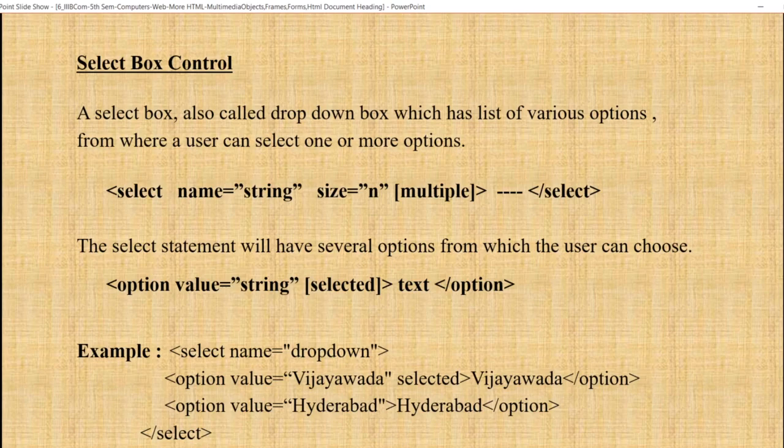drop down. Option value equals to Vijayawada, selected. This selected indicates the text that appears on a drop box. If you place selected in Hyderabad, then the text that appears on the drop box is Hyderabad. Here I selected Vijayawada, then the drop box appears with Vijayawada.